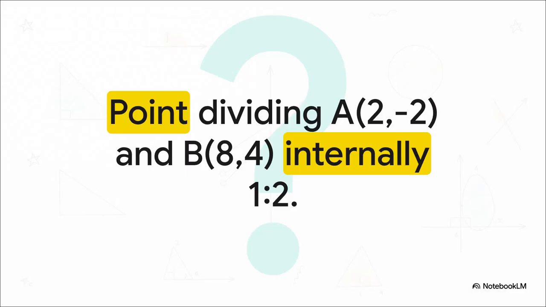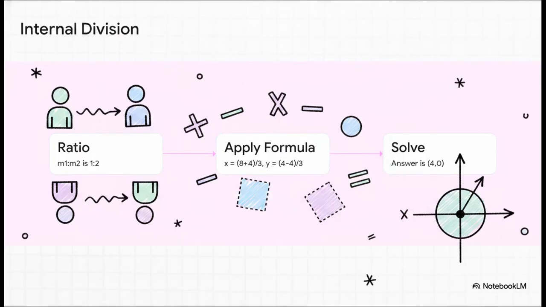Here's a great problem from our source to practice this. The coordinates of a point dividing the line joining A 2, -2, and B 8, 4 internally in the ratio 1 to 2 are what? Don't let that -2 overwhelm you. Just map out your m1, m2, and your coordinates and follow the steps calmly. Let's break down the math.